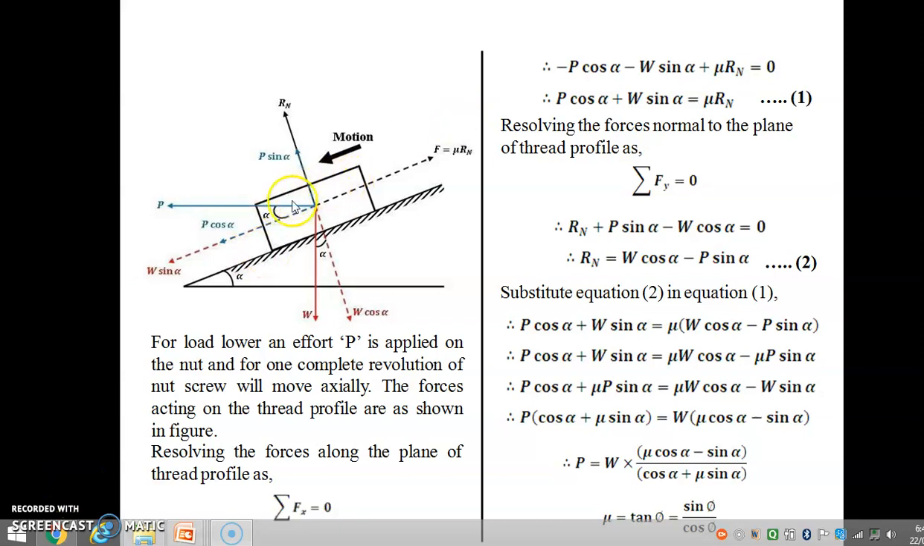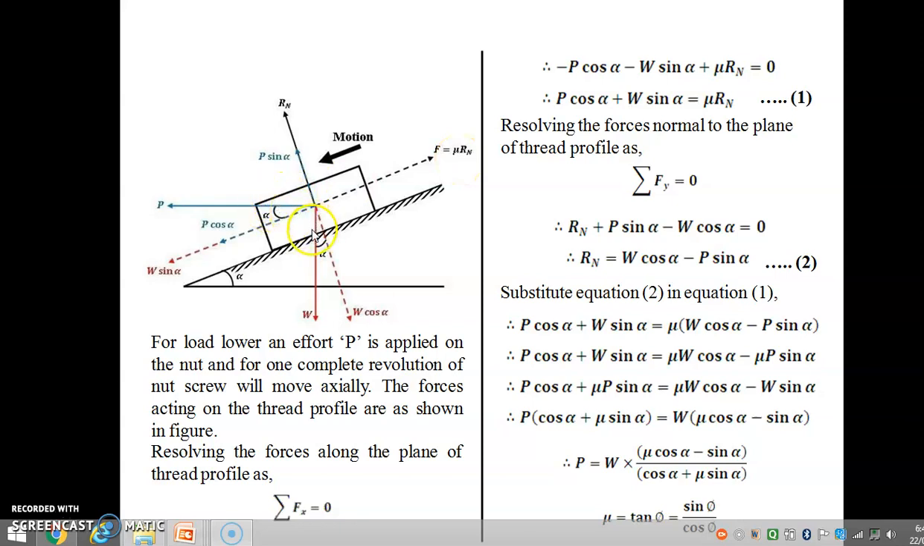We want to lower the load over here. The object is moving in the downward direction. W is the load acting in the downward direction. As the object is sliding on the surface, it will give a reaction, and this reaction force Rn is acting in the upward direction. Then as motion is in the downward direction, frictional force will resist this motion. So the frictional force is in the rightward direction, that is F equal to mu Rn.